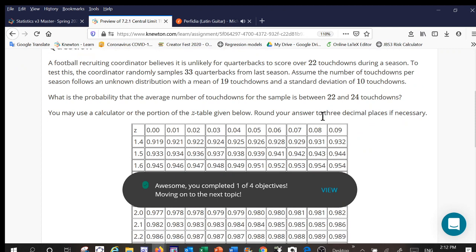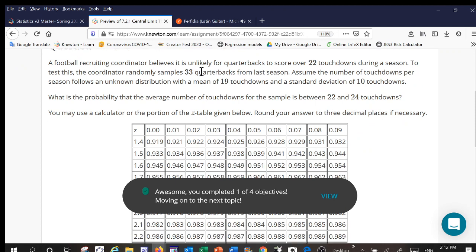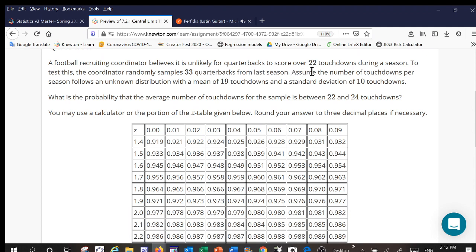All right, here it says a football recruiting coordinator believes it is unlikely for quarterbacks to score over 22 touchdowns. To test this, the coordinator randomly samples 33 quarterbacks from the last season.